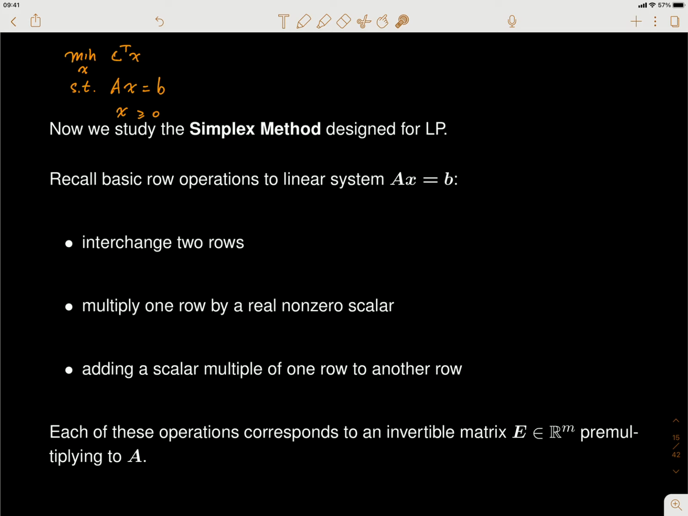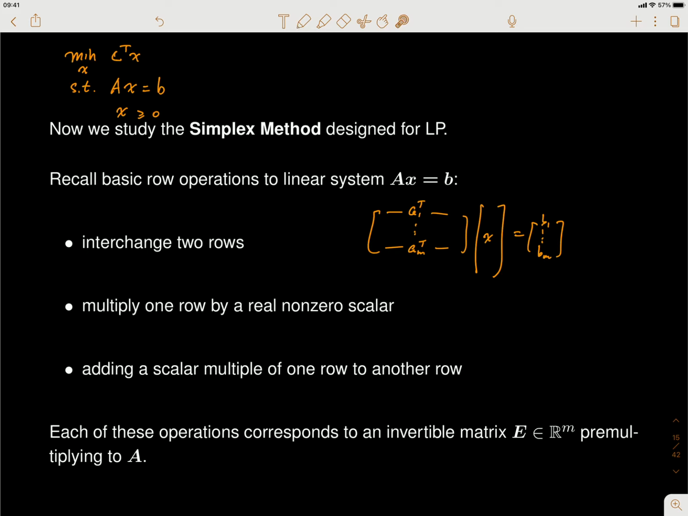We need to find the x that is a solution for this linear system, and recall that when we do certain basic row operations to this linear system, it does not change the solution x. One of these operations is interchanging two rows. So we have a linear system with A1 transpose as the first row, all the way to Am transpose as the last row, times x equal to b, which is b1 through bm.